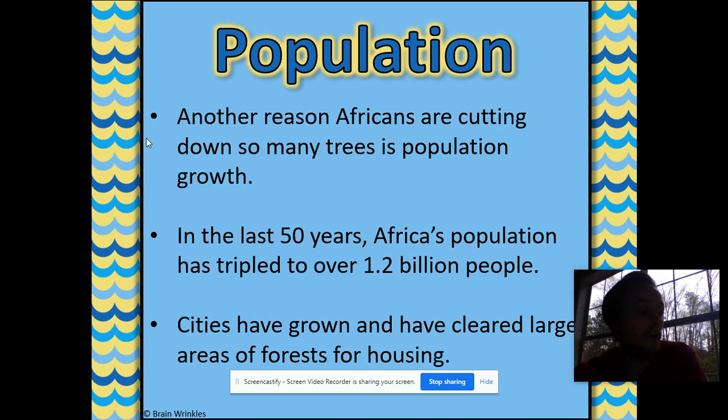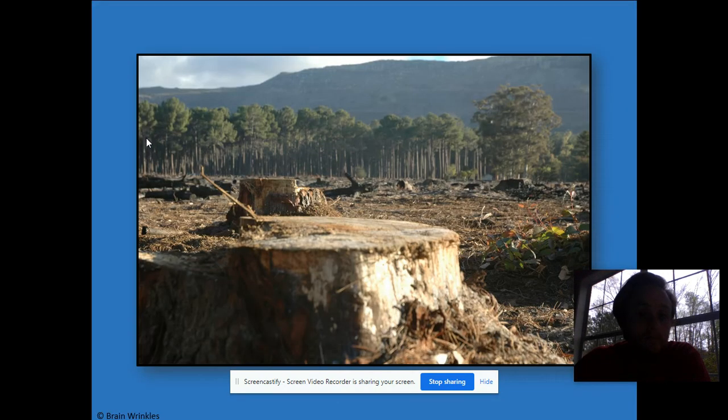So what you need to know, again, for bullet point number two under causes of deforestation is the last bullet point there, which is cities have grown and cleared large areas of forests for housing. You need to know that cities have grown and have cleared large areas of forests for housing. So they are cutting them down to expand their city to be able to build houses for people to live in, which again is not a bad thing. It's just that it is tearing down their forests. There's another picture.